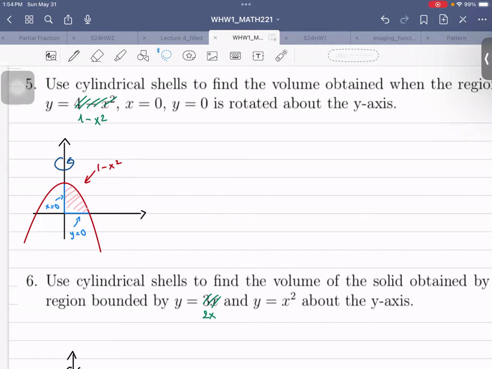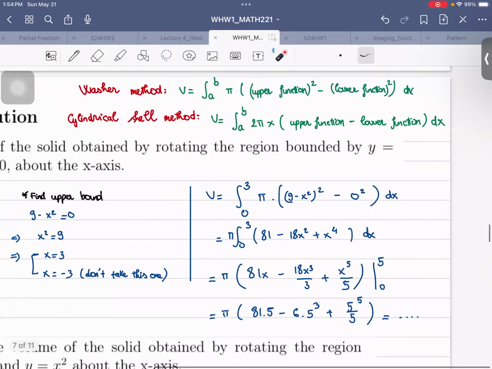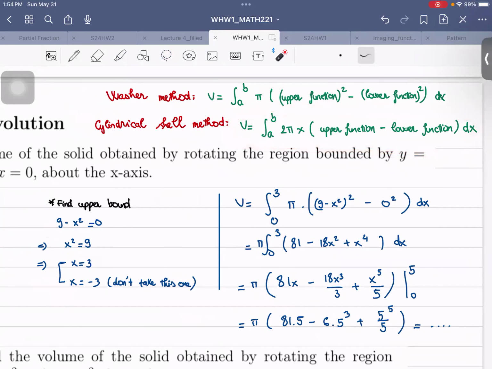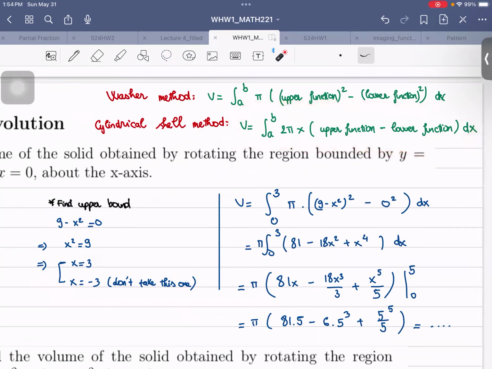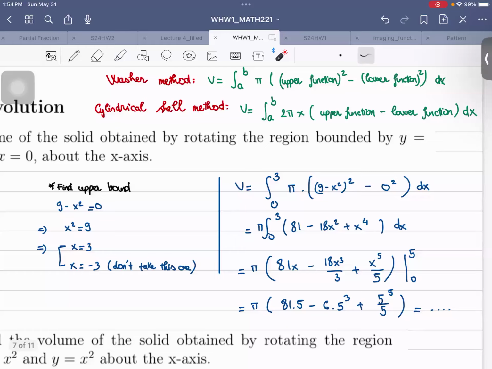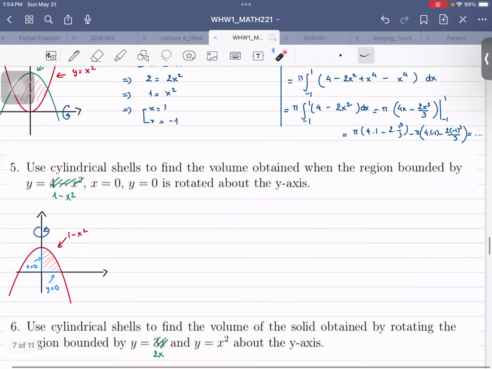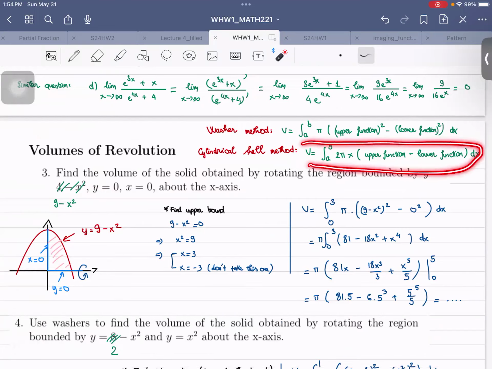And the same thing. This is the cylindrical shell method. I would say this is the formulation to find the volumes of the objects obtained by spinning some regions around the y-axis. But if you're spinning the regions around some other vertical line, then you have to update the formula. But most of the time, you will use this one.